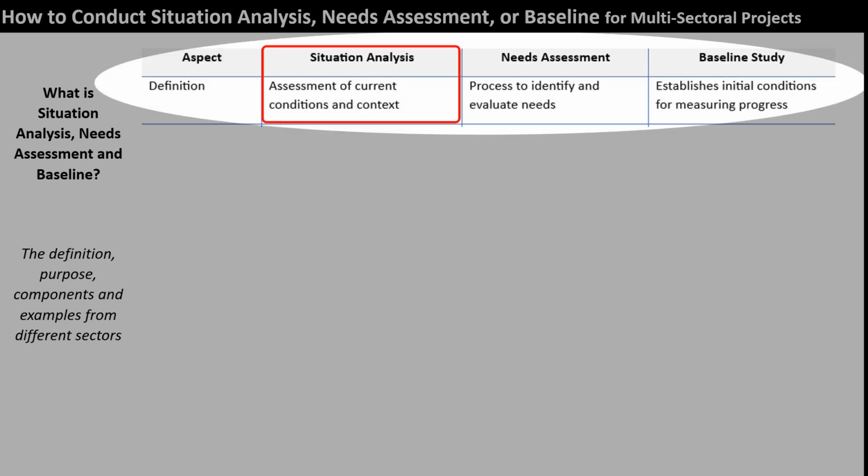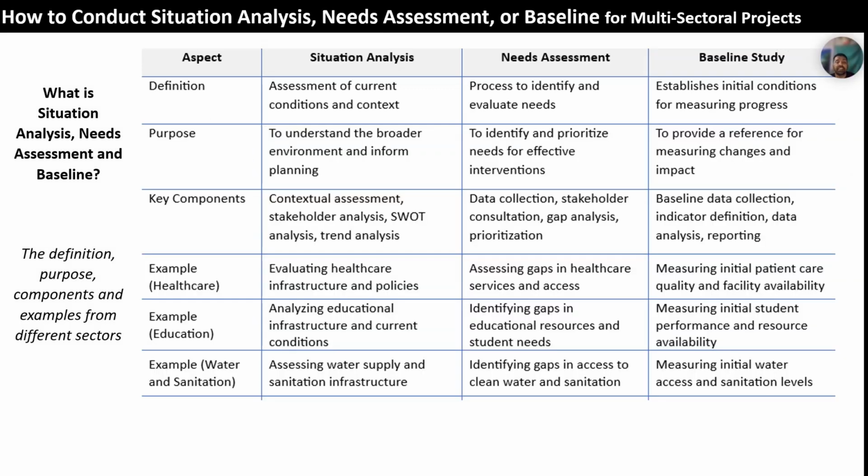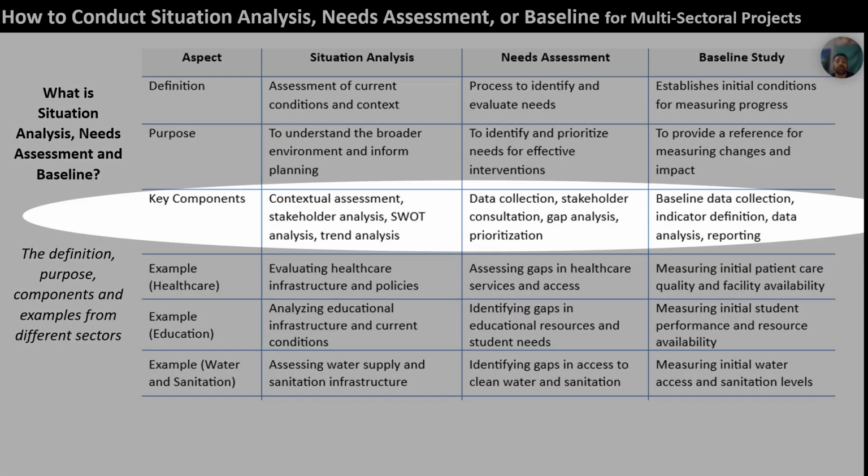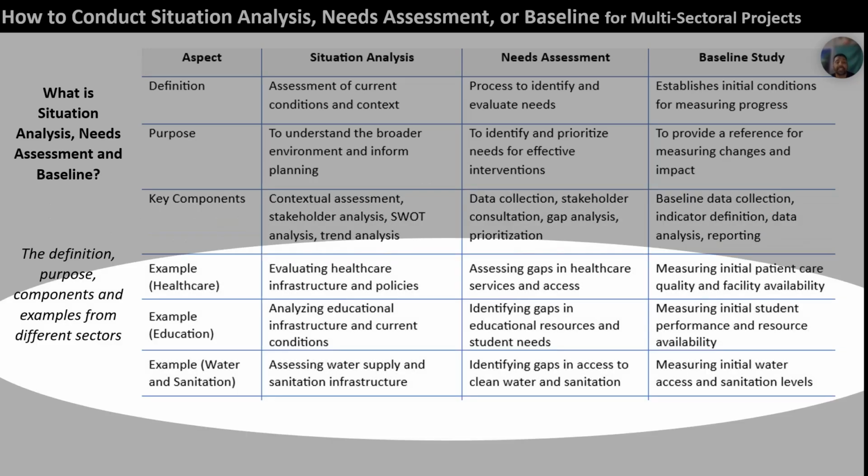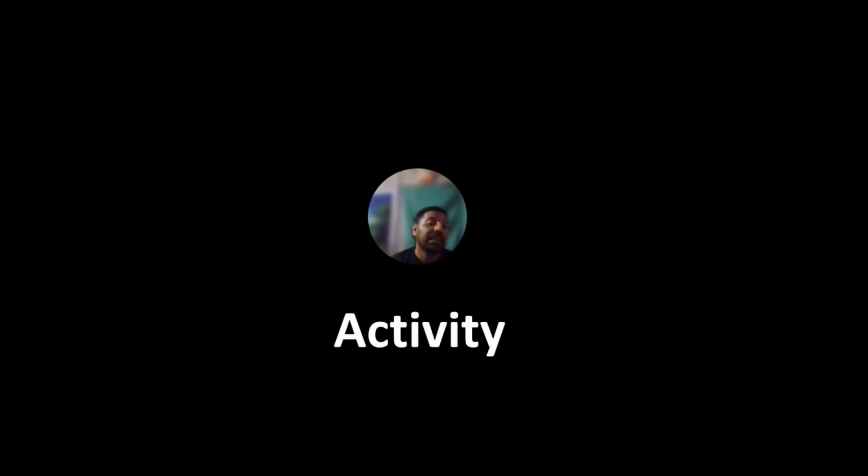Situation analysis, as you can see here, is assessments of current condition and context. Need assessment is basically a process to identify and evaluate needs, and baseline study is to establish initial conditions for measuring progress. Here you can pause this video and see the key components in these different types of studies and some examples from health, education, and WASH for these different types of studies.